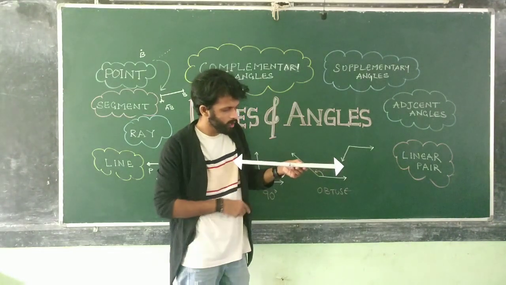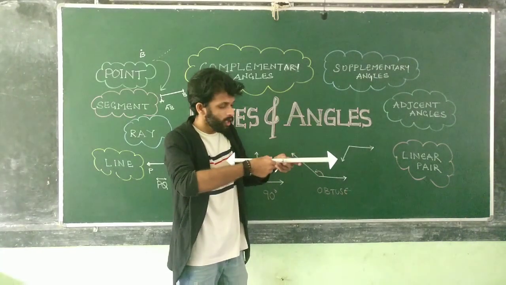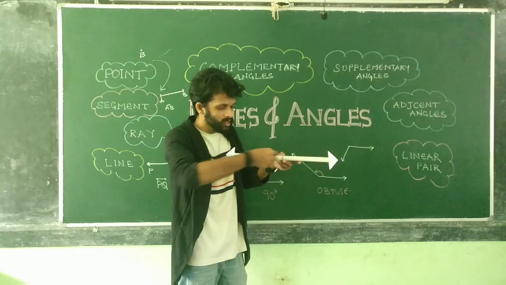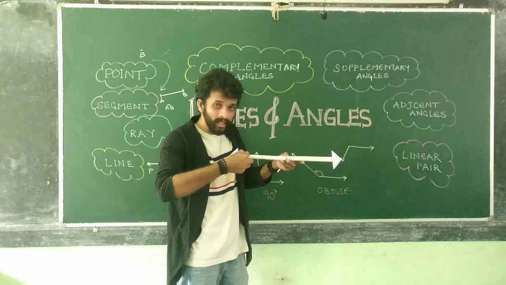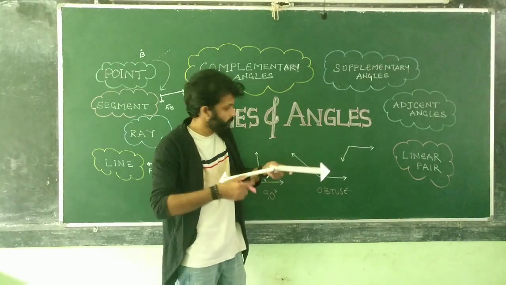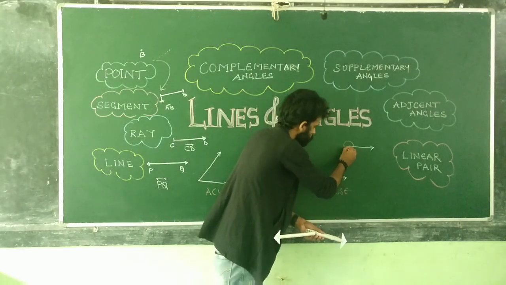This will become 180 degrees, and anything more than 180, that means I start with this ray that I have, and this is 180 degrees, so anything more than this will be called a reflex angle. So reflex angle is this.